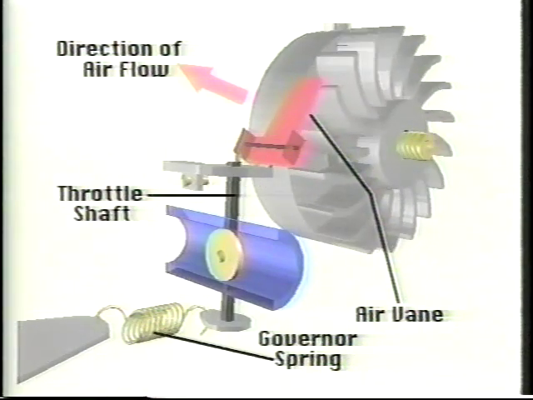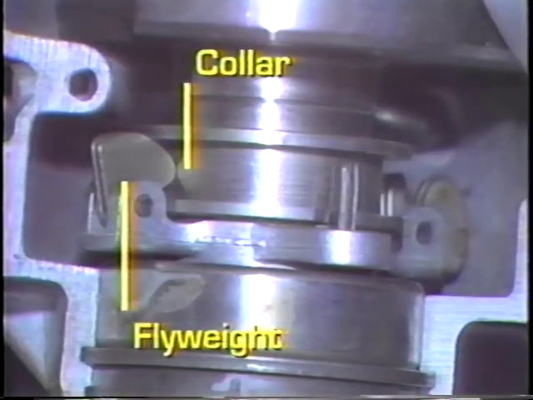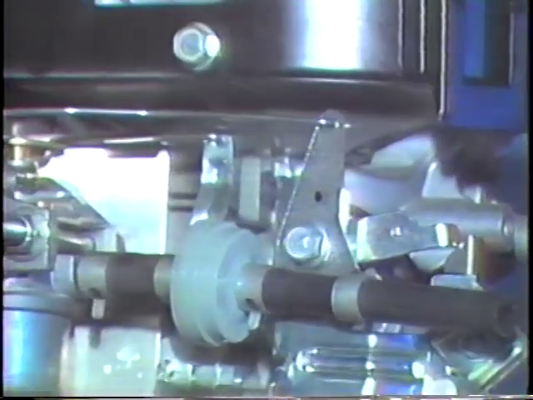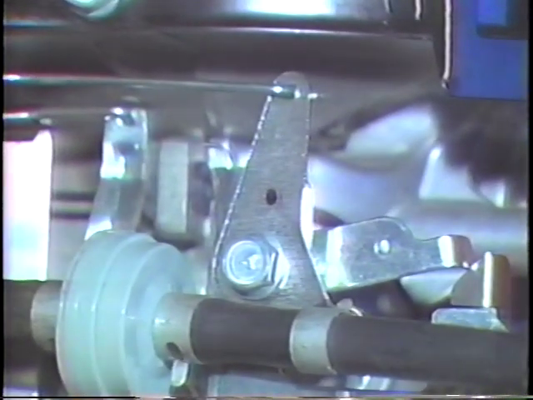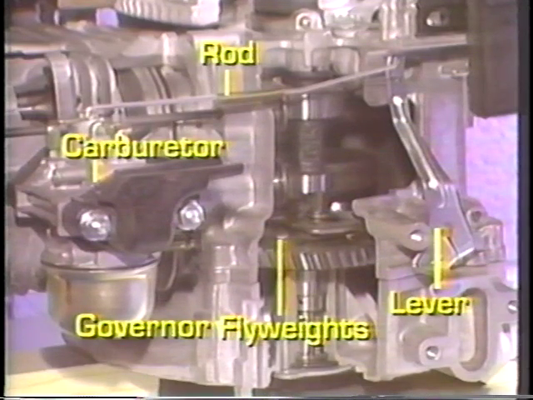Other engines use small flyweights in the crankcase to provide governor action. As speed increases, centrifugal force throws the small weights outward, and they push on a collar. Collar action is then transferred to the governor linkage. A small rod transfers this motion to the carburetor to close the throttle and limit engine speed. Although governor designs vary, they all use the same principles.